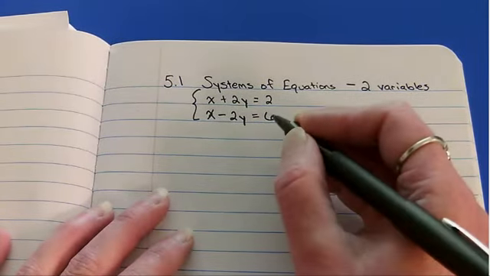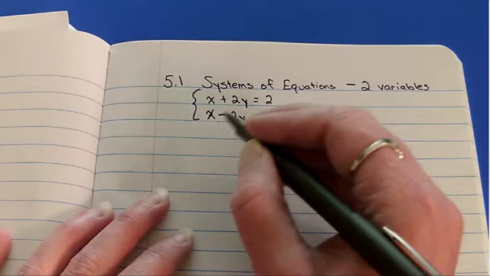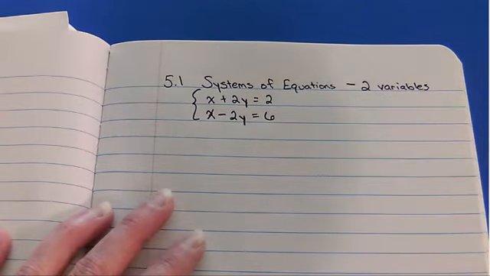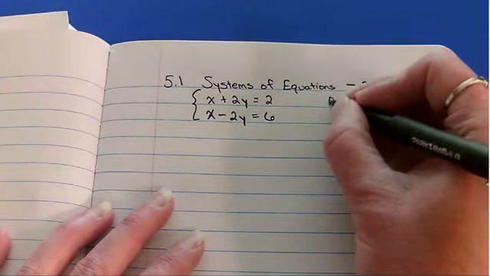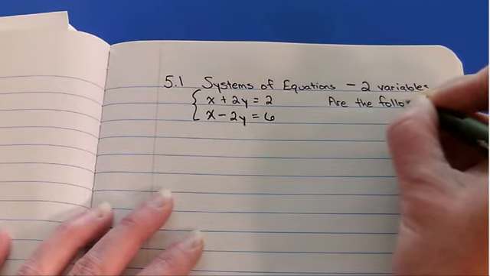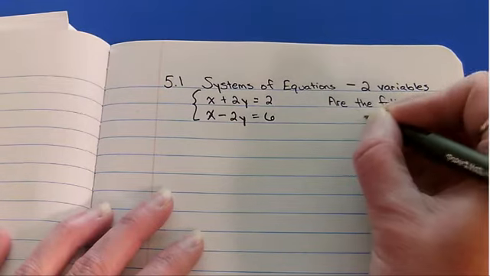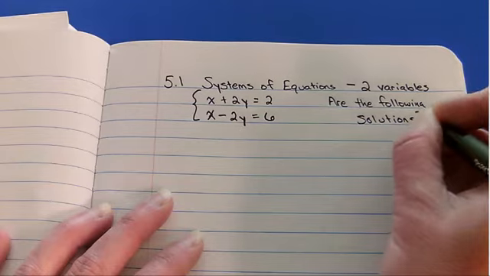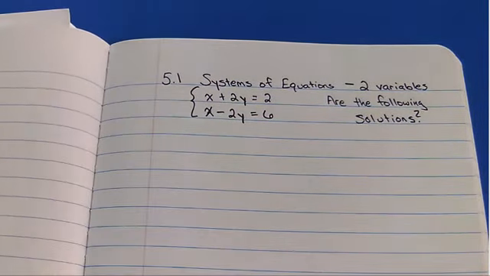So I have a system, that means it's more than one equation, and since it's two variables, I have two equations. Are the following solutions? So what does it mean to be a solution to a system of equations?